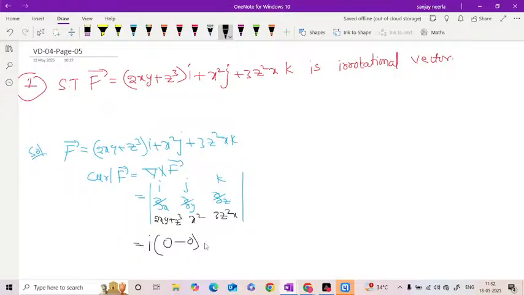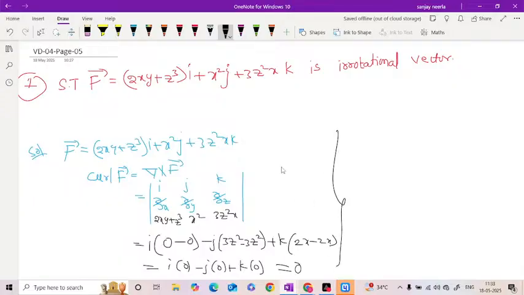0 minus 0. Okay, direct. So minus j into, what is the determinant of the remaining after differentiating with respect to x? This whole part is 3z square minus 3z square, plus k into, after differentiating with respect to x, it is 2x, after differentiating with respect to y, it is minus 2x. So i into 0 plus minus j into 0 plus k into 0, that means this whole is 0. Whole 0 means this f is an irrotational vector.